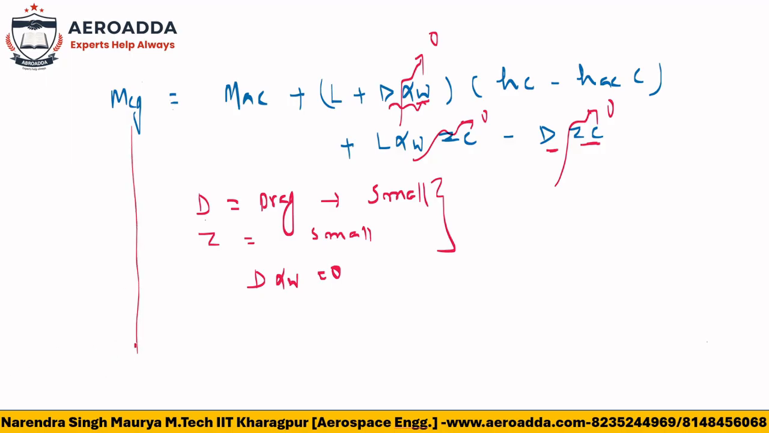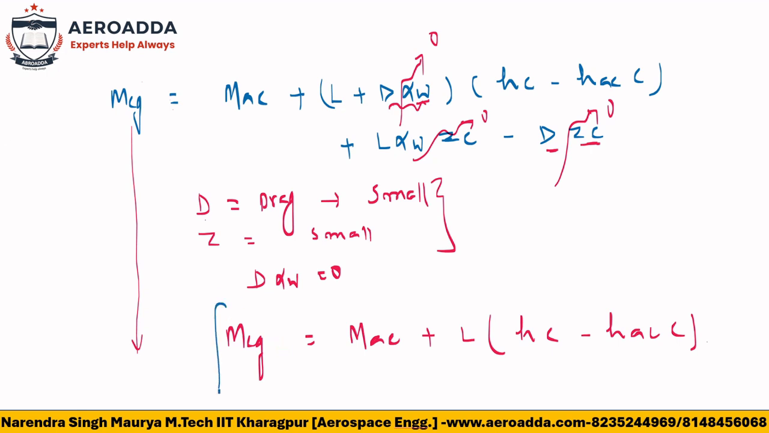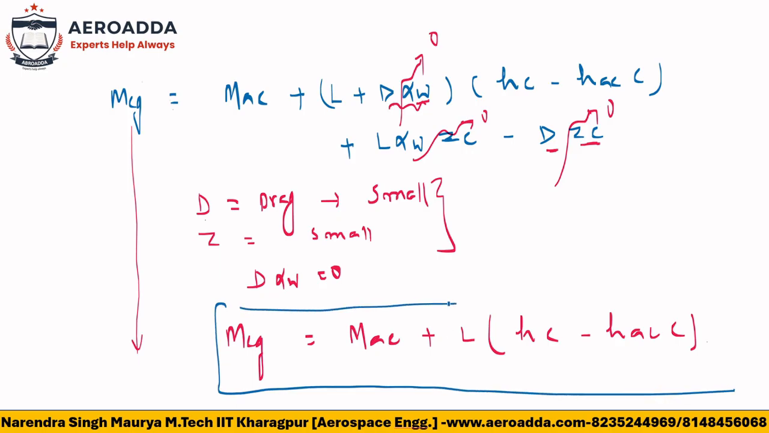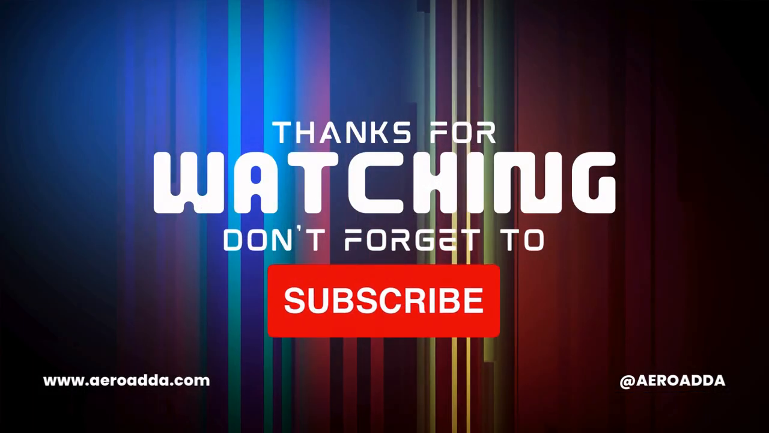So finally the final result you got, which is very important: M_CG is equal to M_AC plus L into h_CG minus h_AC into c. This is the result you got today, and I'm sure everybody understood all the expressions here. From next class onward, I will try to shorten the expressions or equations as much as possible. Derivation is not important at all, but yes, up to a few levels you should know the derivation also. So that's all.